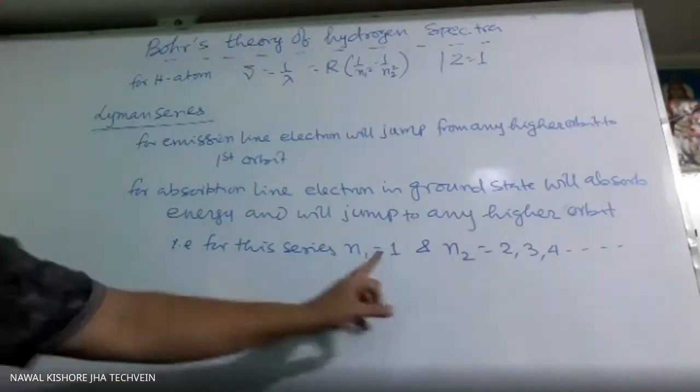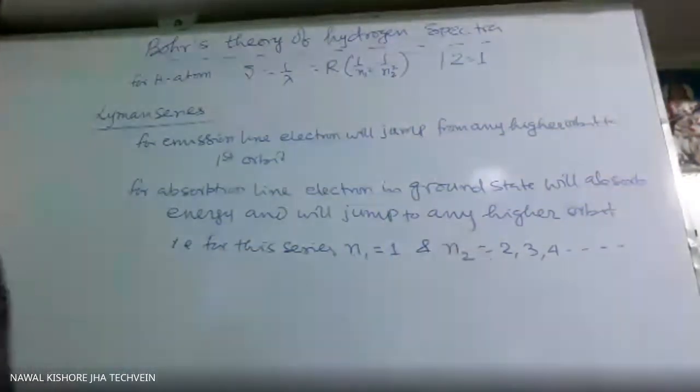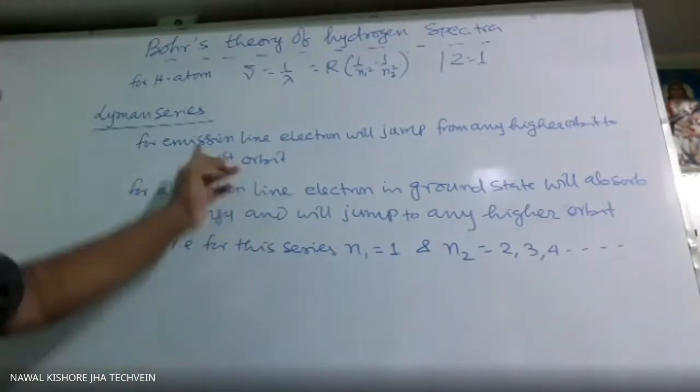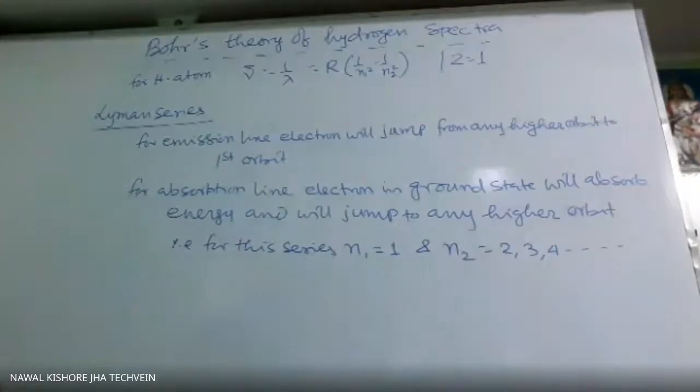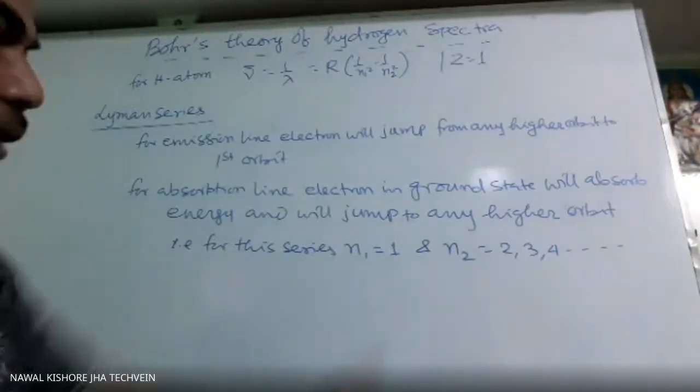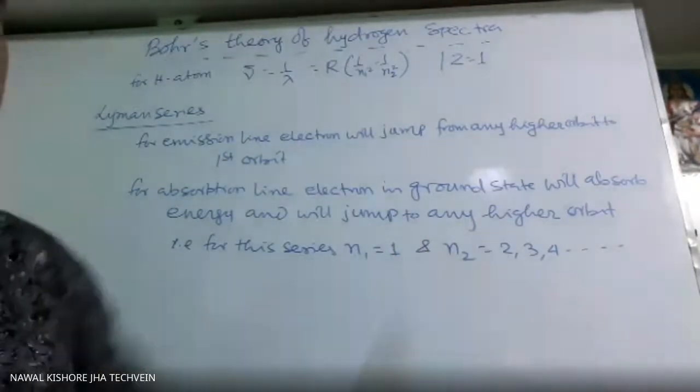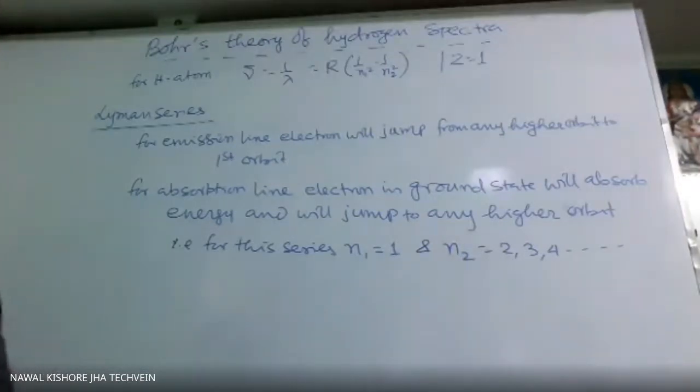So if it is jumping from first to second, the energy difference is the minimum one. Minimum energy means minimum frequency and maximum wavelength. So for minimum frequency of Lyman series, electron will jump from first to second. Or for maximum wavelength of Lyman series, electron will jump from first to second. Or we call it first member of Lyman series.